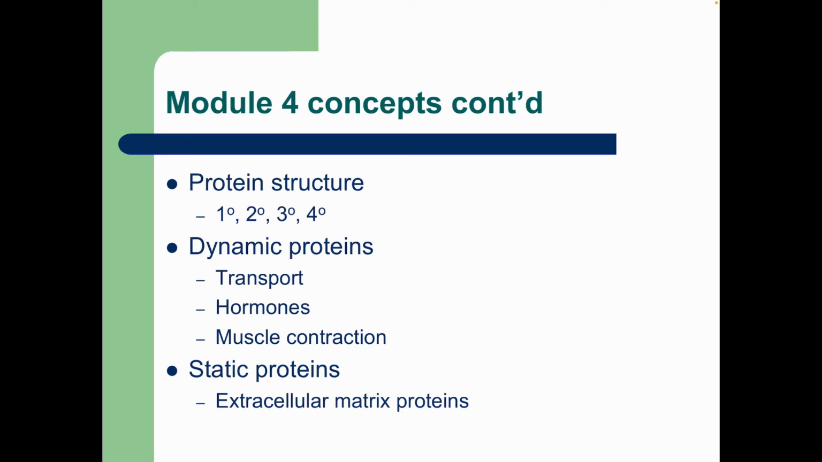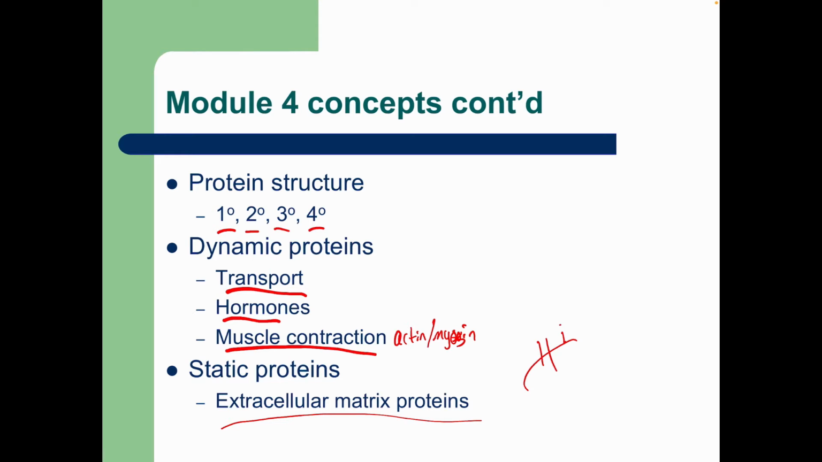So we've gone over this briefly, but our protein structures can be primary, secondary, tertiary, and quaternary. We can also have dynamic proteins involved in transport, such as our hormones, and in muscle contraction. So our actin, myosin, and then many other motor proteins involved. As well as our static proteins, which include our extracellular matrix proteins. So just like some of our channels and stuff like that, or something on a cell membrane.